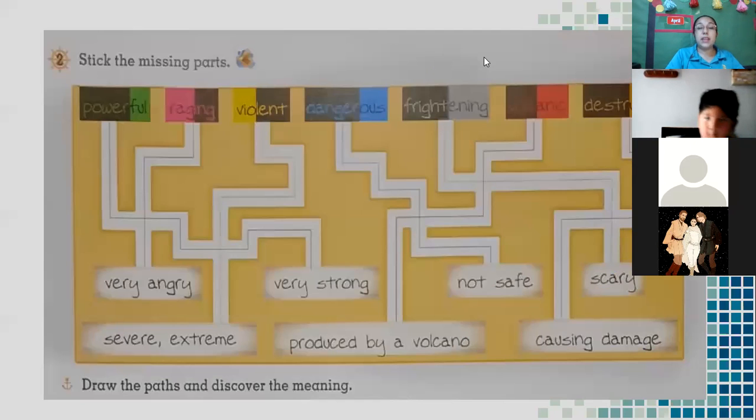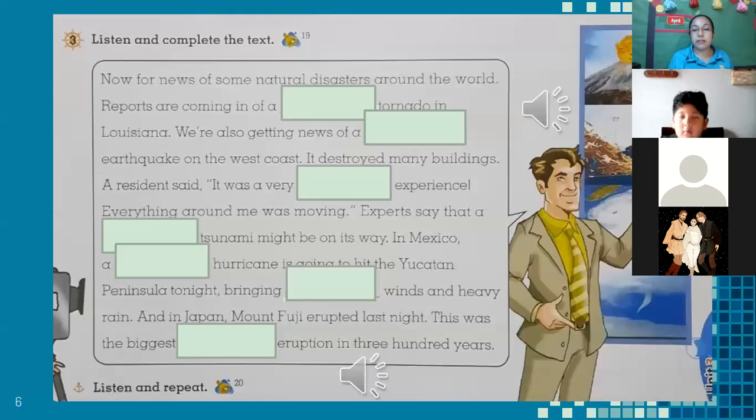So let's see. Now you listen, okay? This one is a text. It's a paragraph, that means this one is a text that a reporter of news, okay, maybe says or tells in front of a camera. So you listen and you complete with the correct long adjectives, yeah? So pay attention, please, because it is necessary that you listen, okay? So let's see, let's start. 1, 2, 3. Track 19. Listen and complete the text.